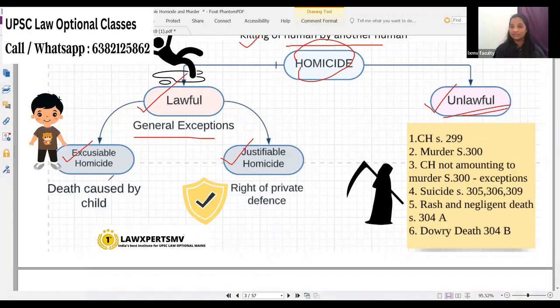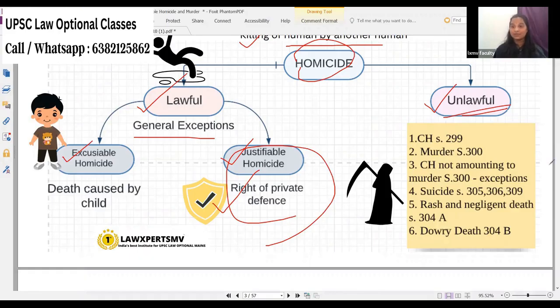Then what is a justifiable homicide? Because of the circumstances, what you do is completely reasonable and justified. So it is a justifiable homicide. The best example is the right to private defense. For saving yourself, you push someone, he falls down and he dies. Now you're protected under the right of self-defense and private defense, and it is a lawful homicide.